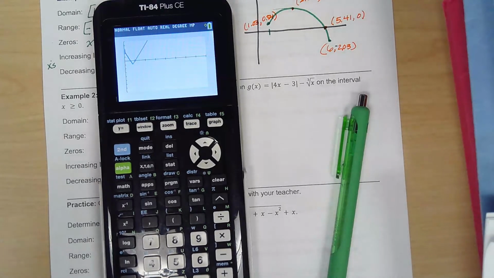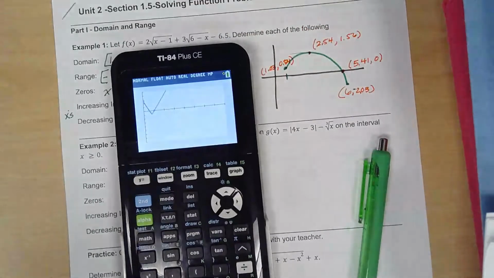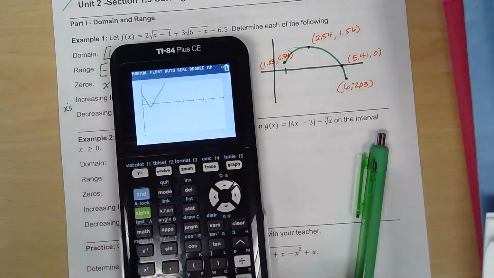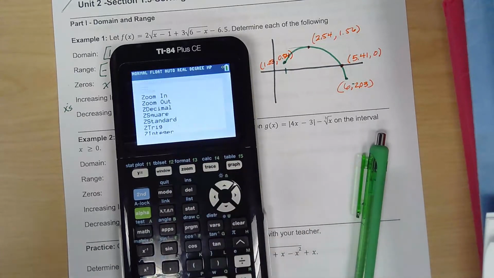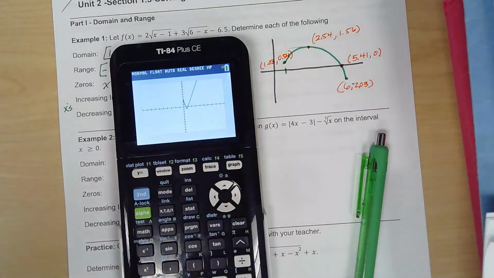All right, so that's the window I used for my other function, and it looks like it's pretty good. Let's hit zoom 6, which is our standard window. Try that again, zoom 6. So standard window means we go from negative 10 to 10 on the x-axis and negative 10 to 10 on the y-axis. So you can kind of see a better idea or picture.